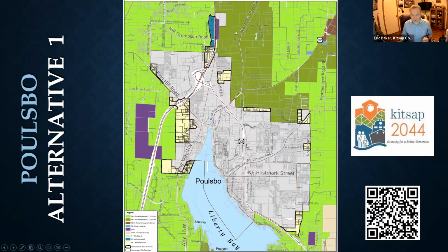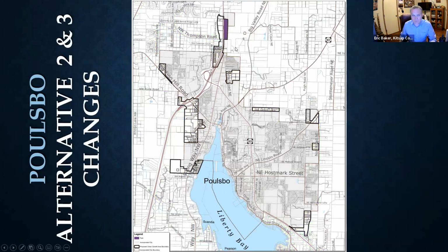Poulsbo is a very small urban growth area boundary. They really focus most of their growth inside their existing city. They're proposing very little expansion of the urban growth area boundary and very little change. You'll note here in Alternatives 2 and 3, all they're looking to add is Snyder Field. Anybody who's driven up Highway 3 knows the ballfields. They're in the process of taking ownership of those fields. Thus, they want to bring it into the urban growth area so they can potentially annex it. That is the only change that is being proposed in the Poulsbo urban growth area.